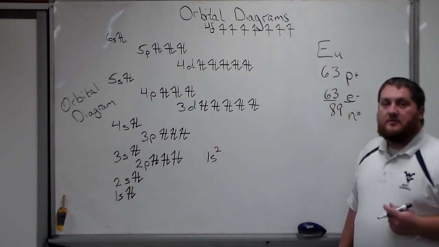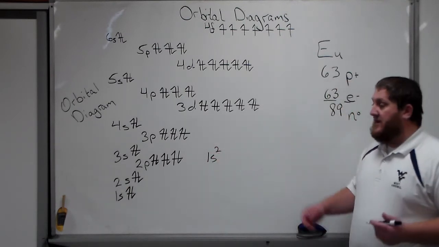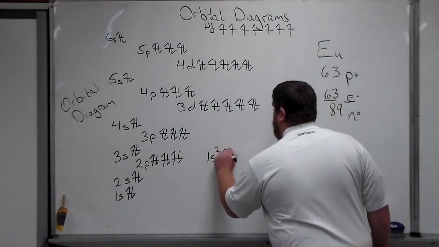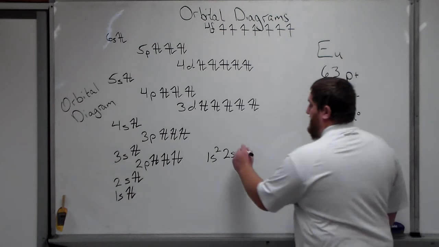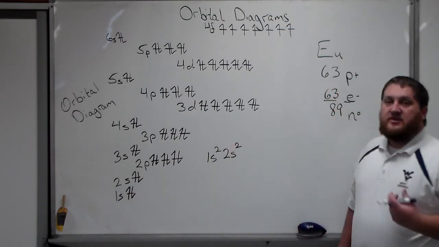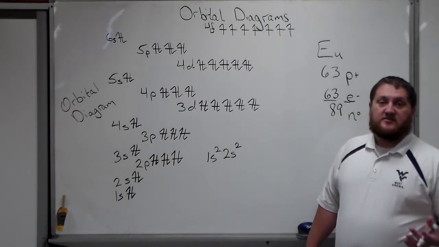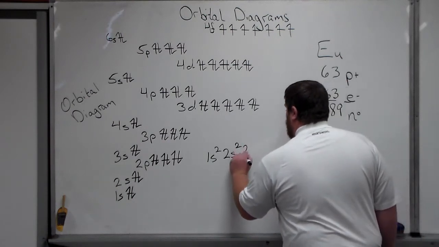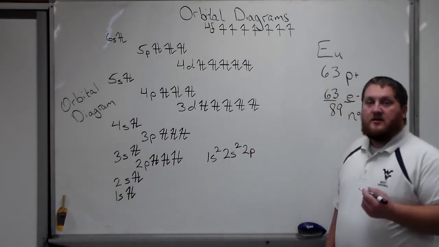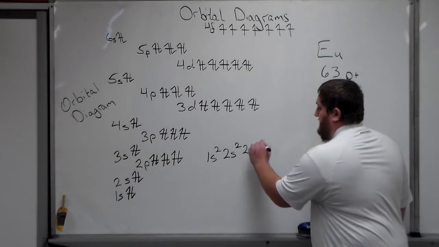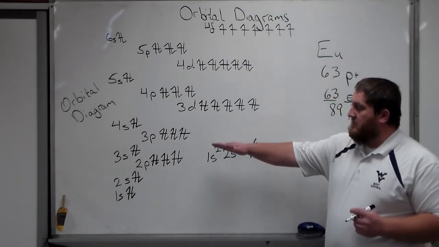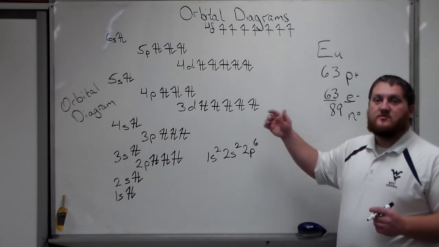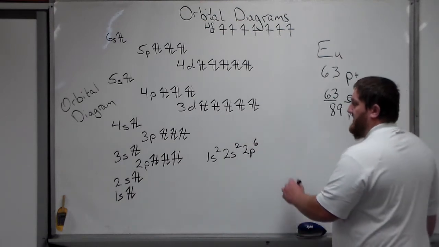I use a superscript for 2. I go to my next orbital, which is 2s. I've put 2 electrons in it. So it is 2s2. My next orbital is 2p. I've put 6 electrons in it. And I continue so on and so forth. Orbital, how many electrons? Orbital, how many electrons?